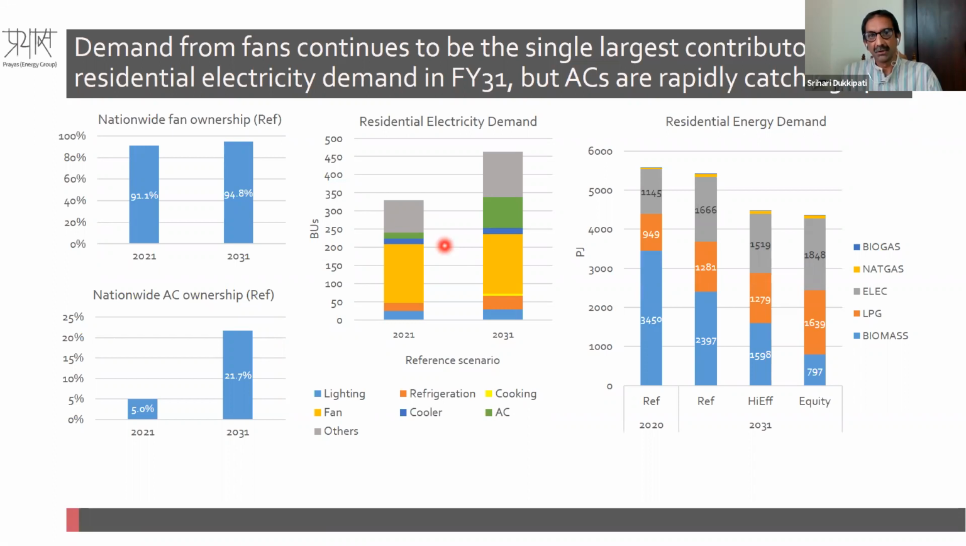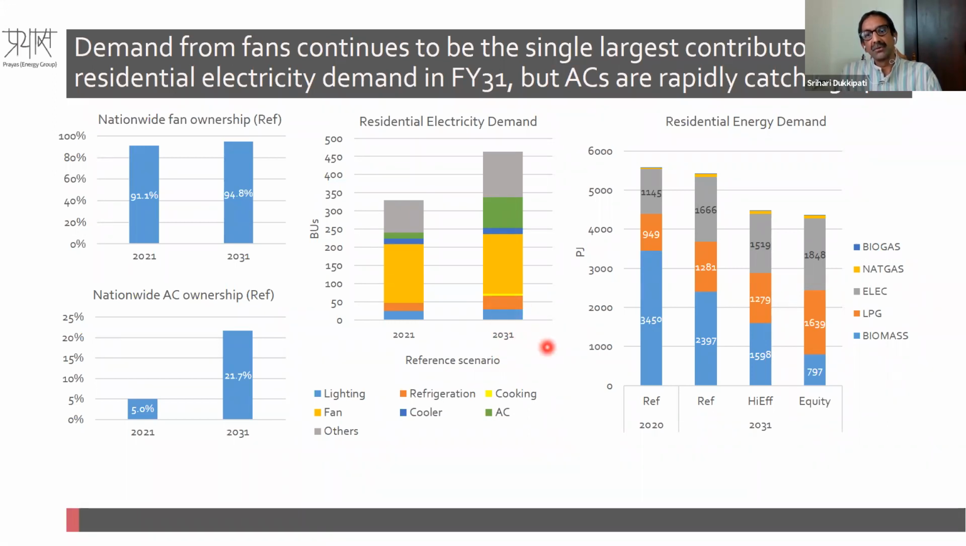Looking at total energy demand, which includes cooking fuel sources as well, we see that in the reference case the share of biomass in the total energy demand comes down, but not as much as some of us would like, because the higher use of biomass has certain health as well as gender impacts, and hence it is desirable to have even higher reductions in biomass use. And as we can see in the high efficiency scenario, with an increased push towards clean energy sources, the biomass use comes down.